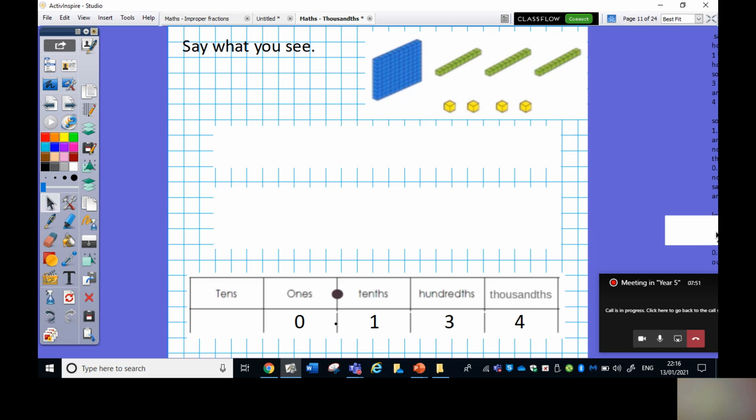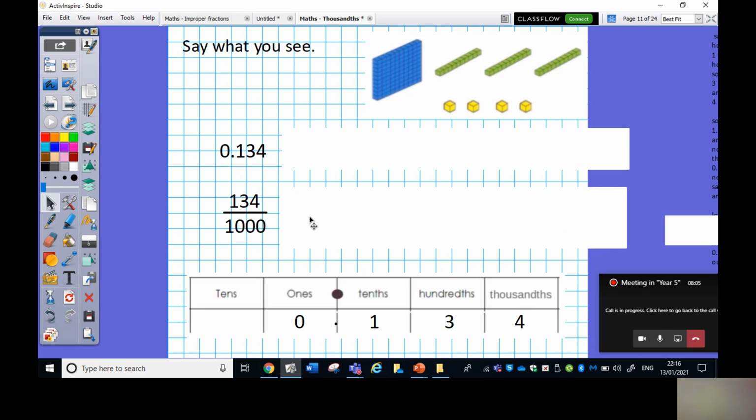We can see this through the Deans already. Now let's take a look at the fractions. We have 0.134, that's the decimal, and 134 thousandths, that's the fraction. The decimal and the fraction are equivalent. So I'd like you to tell me how it's made up.